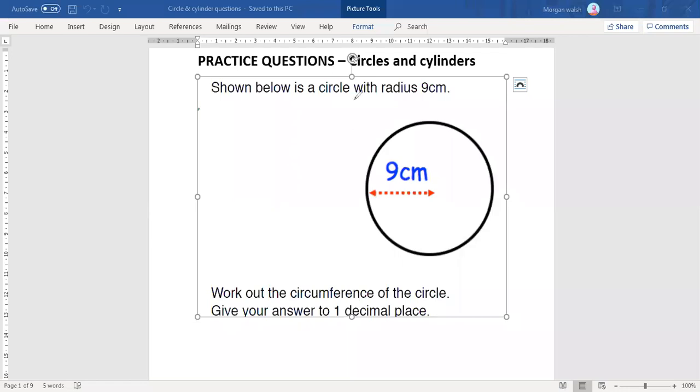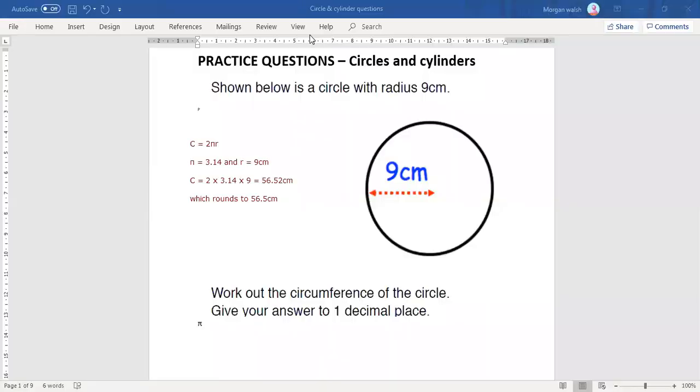So the circumference of the circle. Circumference of the circle means this distance the whole way around it. So you're going to work out the size of that line basically, and we're going to use a formula to do that. Okay. So we'll do that in a second, okay? So guys, I've kind of done the solution here.